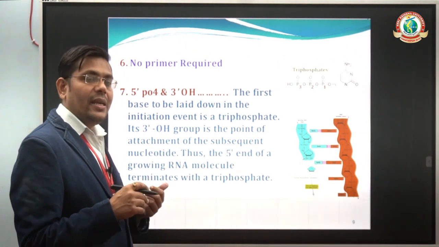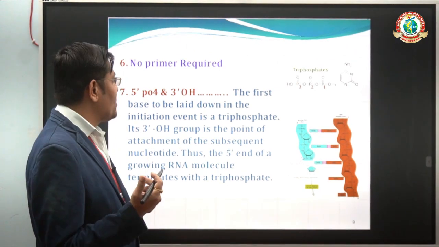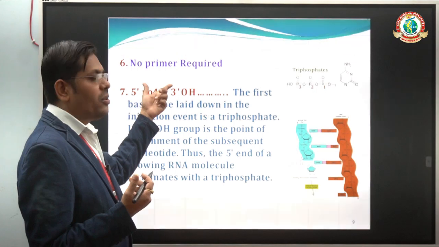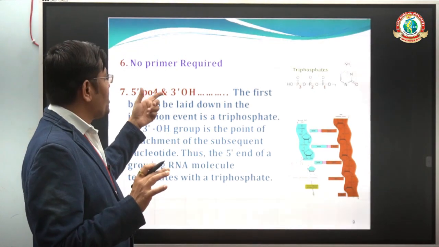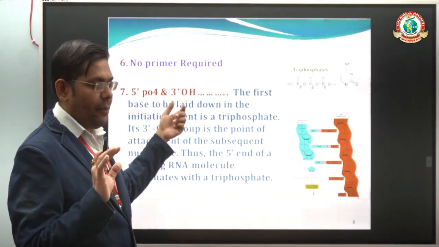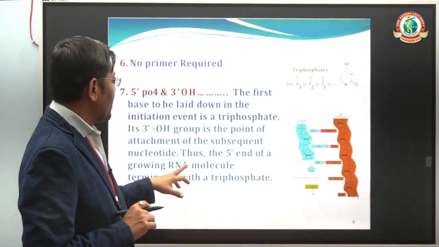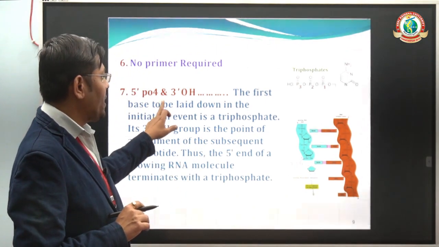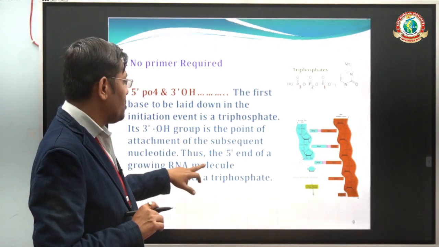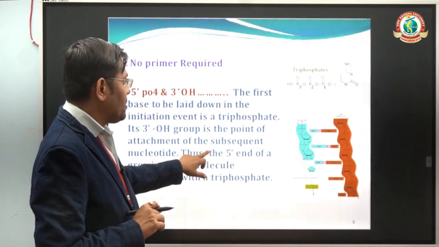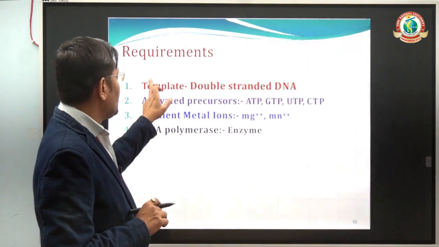As we can see in DNA replication, there is a requirement of primer, but in case of transcription, there is no requirement of primer. If we see, there is always the other requirement that a 5' phosphate and a 3' hydroxyl group is also present. So the same things are present here.